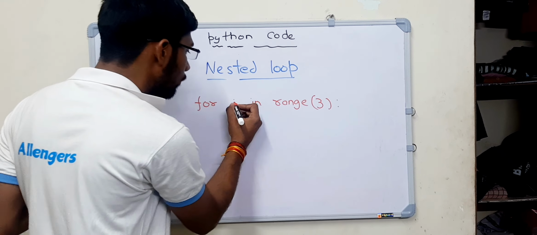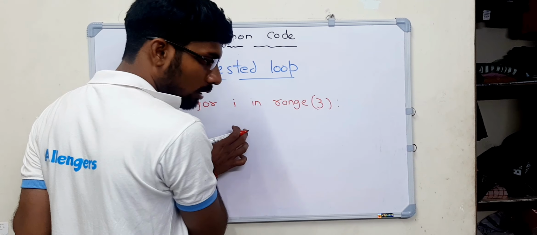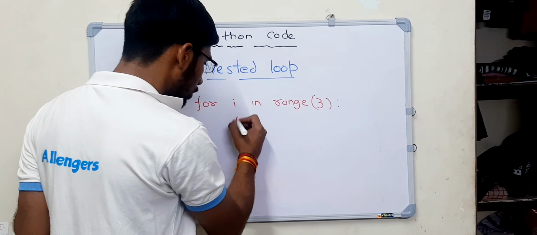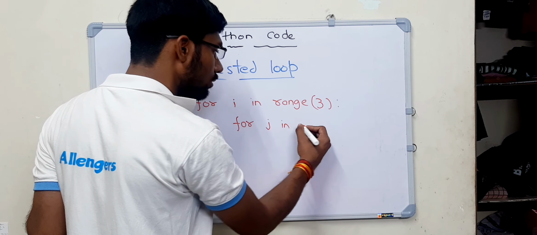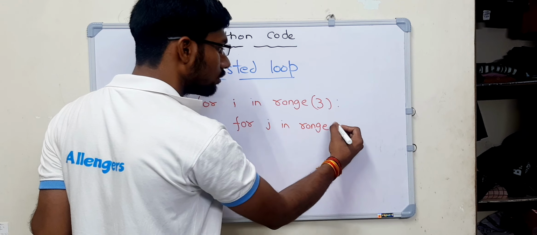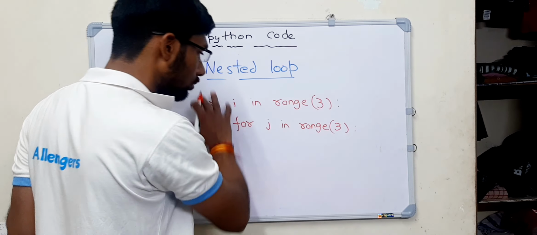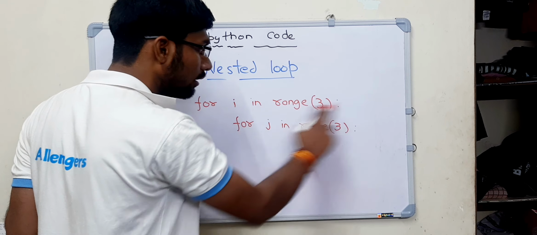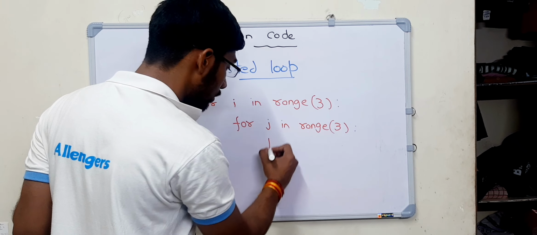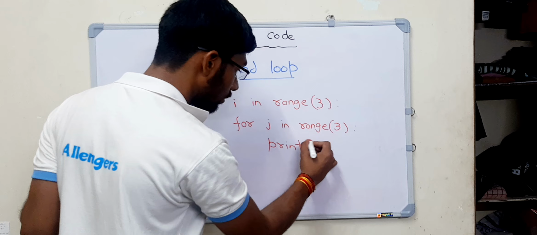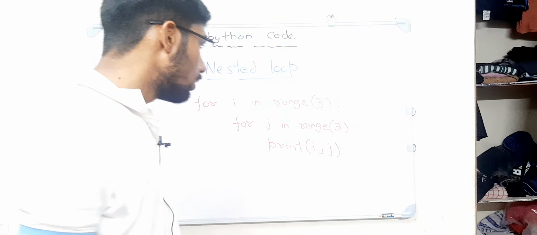In the block of this loop, I'm going to introduce another loop. So I'm having 4 indentation to define the block of this loop. I'm starting a new statement, for j in range. Of course, I have to use another variable. So this is my loop inside another loop. This is my inner loop and this is my outer loop. And suppose inside this loop I have the statement print i comma j. So it will print the value of i and j.